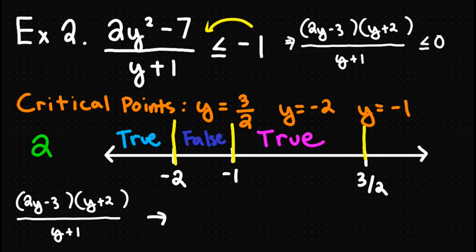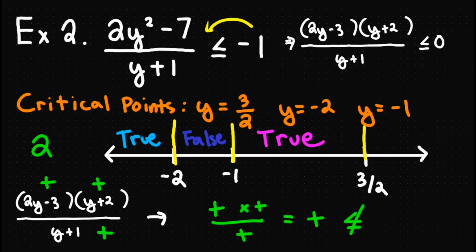So, at 2, this one out here becomes 2 times 2 is 4. 4 minus 3 is positive. Y plus 2 becomes 2 plus 2 is 4, so it's also positive. And the last one, 2 plus 1 is also positive. So positive times positive over positive will just result to a positive value, which is not less than or equal to 0. So it does not satisfy our inequality, and therefore this region out here is false.